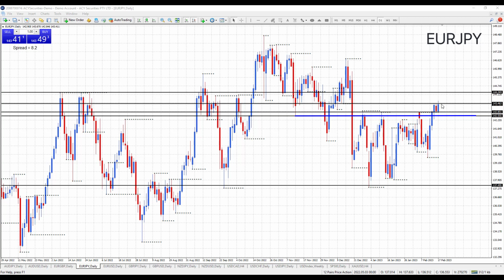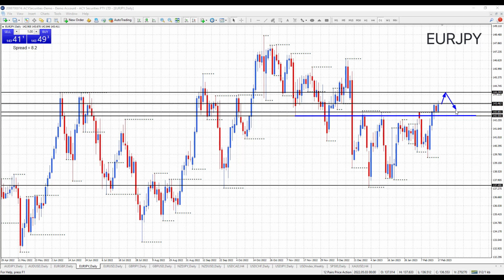Next major level to target, if we can move above this daily resistance level at 143.46, is 144.26. Now that's been a significant level of resistance back in time. If we do get up to that level next week, we could well fail there. So can we advance up to 144.26? Watch that level for failure if we can get up to that level, and then we could move back down the range.